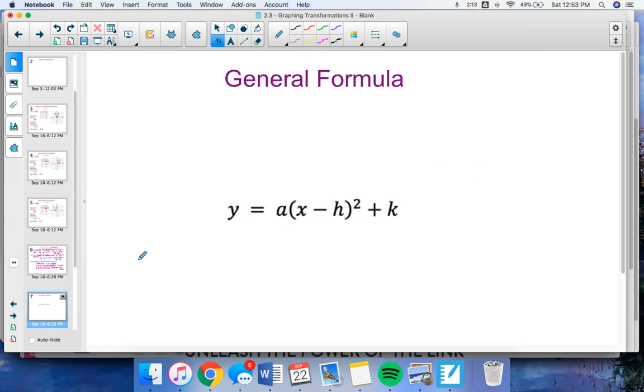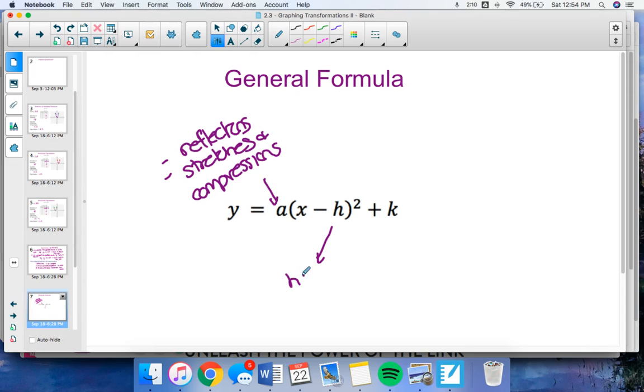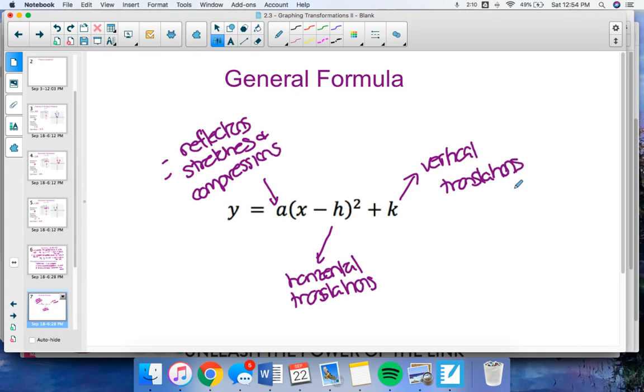Now that we've looked at each component individually, this is the general formula for a quadratic. Okay? This is with all the pieces together. So our a value, that deals with reflections, and stretches and compressions. Okay. Our h value, that is our horizontal translations. And our k value is vertical translations. Okay. So when you're asked to graph a quadratic or asked to explain what's happening with a quadratic for translations, these values will most likely be given to you.